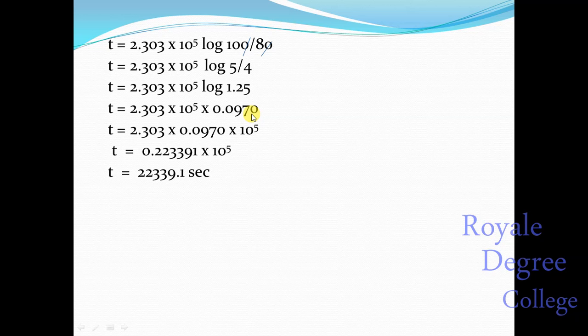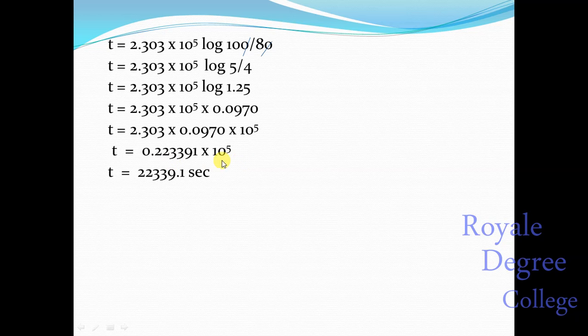So now we are rearranging these values. That is t equal to 2.303 into 0.0970 into 10 to the power 5. Then if we multiply these both values, we get 0.223391 into 10 to the power 5.